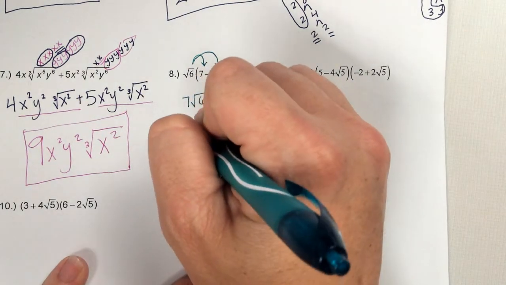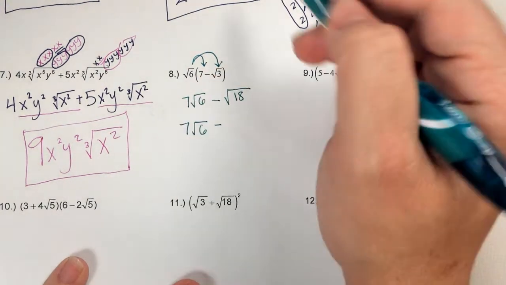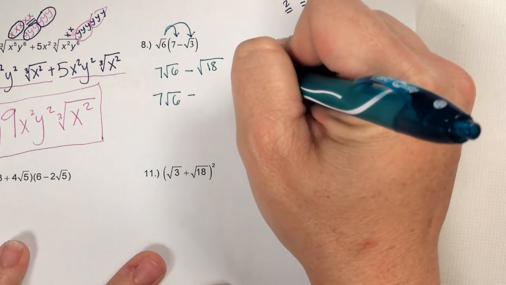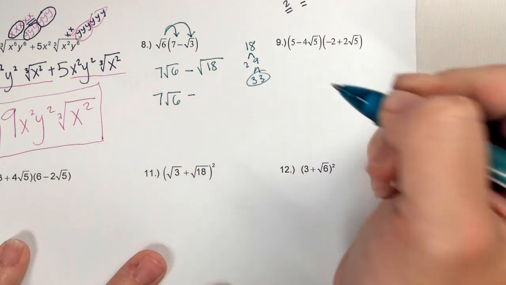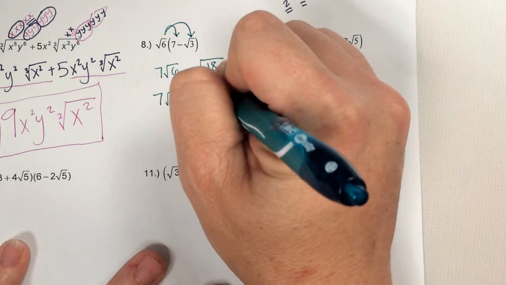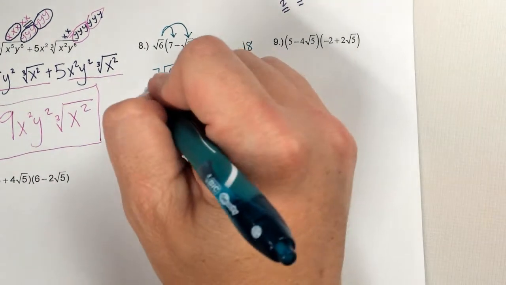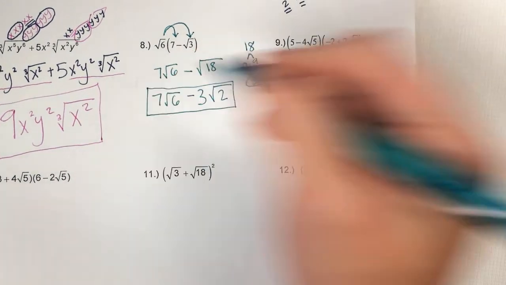Now we need to break down our 18. 6, remember, doesn't break down, but 18 might. 2 goes into 18 9 times, 3 and 3. So I can take out a 3, and I have a 2 remaining. Well, those are not like terms, and they cannot simplify, so there's your answer.